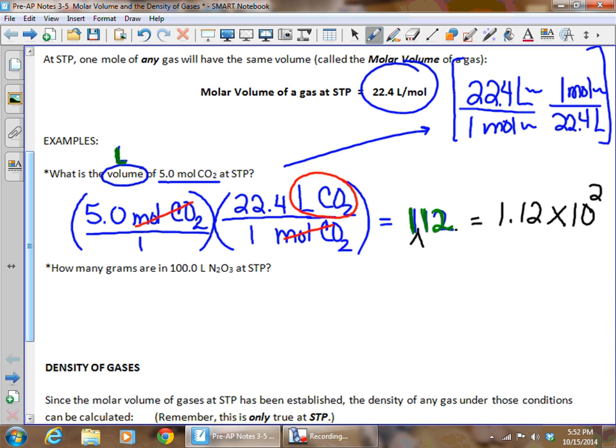We look at our value, and our values here have 2 sig figs for this value, 3 sig figs for this value. So it looks like we're going to need 2 sig figs. So we draw our line here, and we end up with a value of 1.1 times 10 to the second liters of CO2.